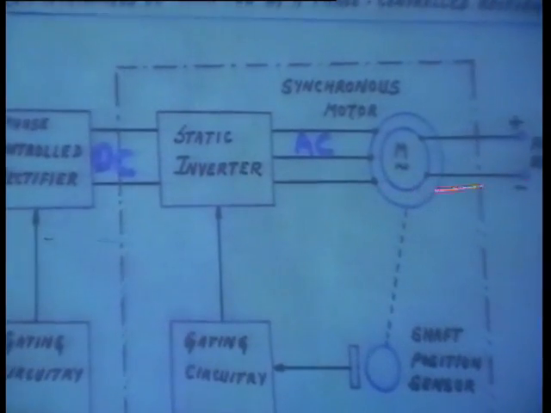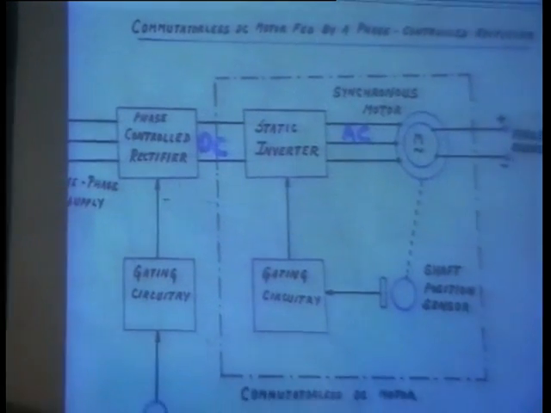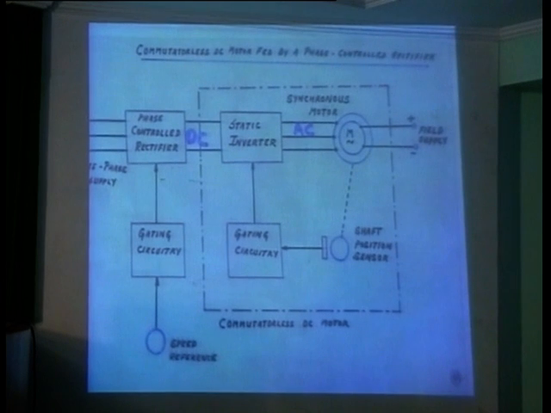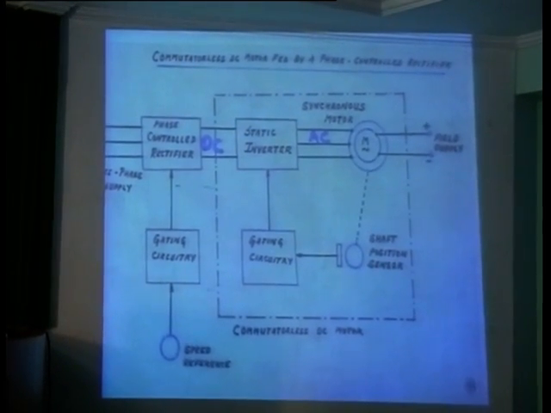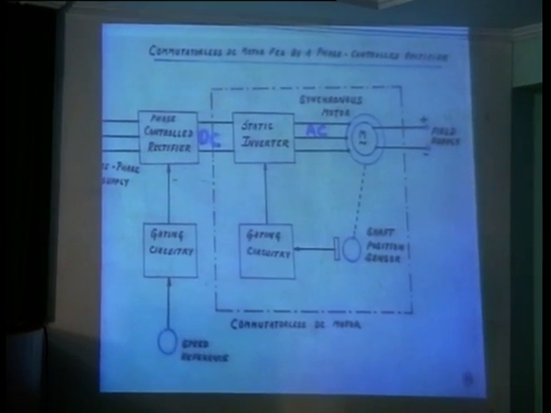In a DC machine, you have a commutator. That commutator acts as an inverter. To the DC motor, you are giving DC, but inside the armature of the DC motor, you have AC current. The type of current which flows in the armature conductors of the DC motor is AC current. So the commutator in a DC motor converts DC into AC. That is what is happening here.